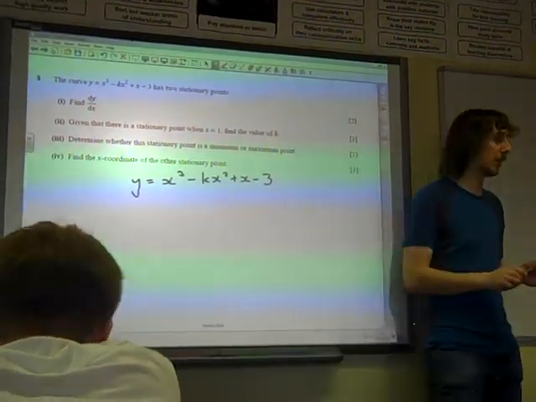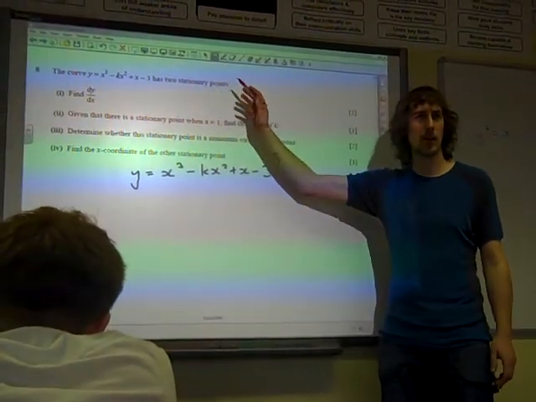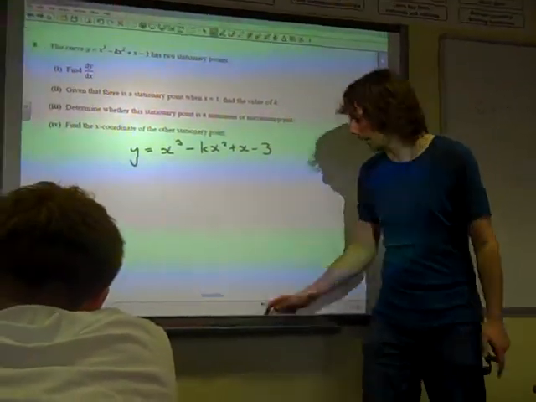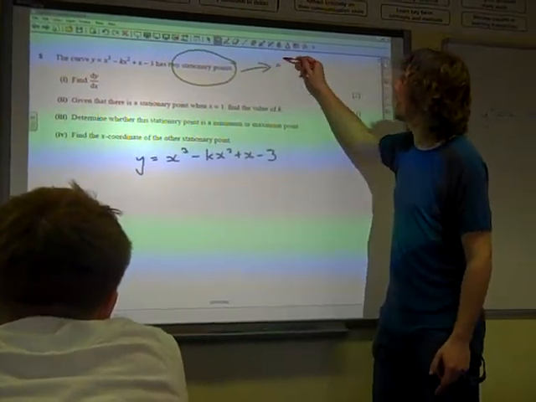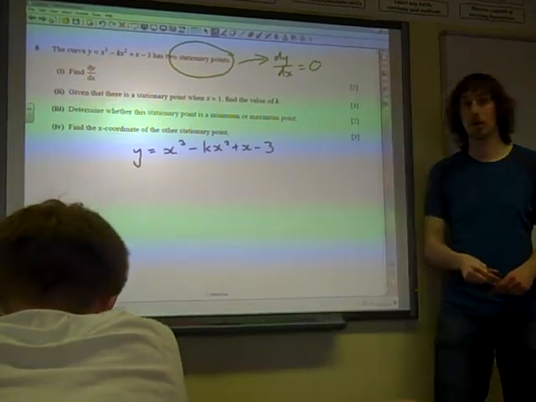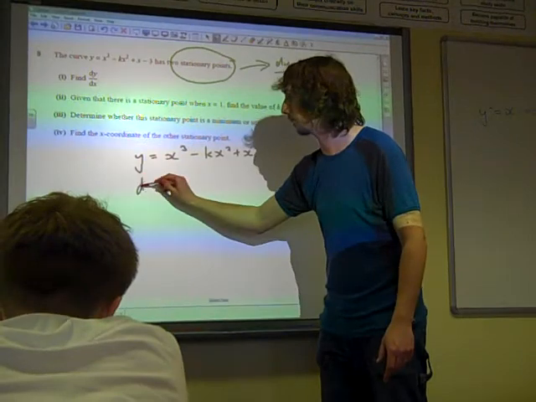We know there will be 2 values where... what happens at stationary points? dy by dx equals 0. So instantly from the question we're reading that, and we're reading that means where dy by dx equals 0. That's important. So part 1, just find dy by dx. That's it.